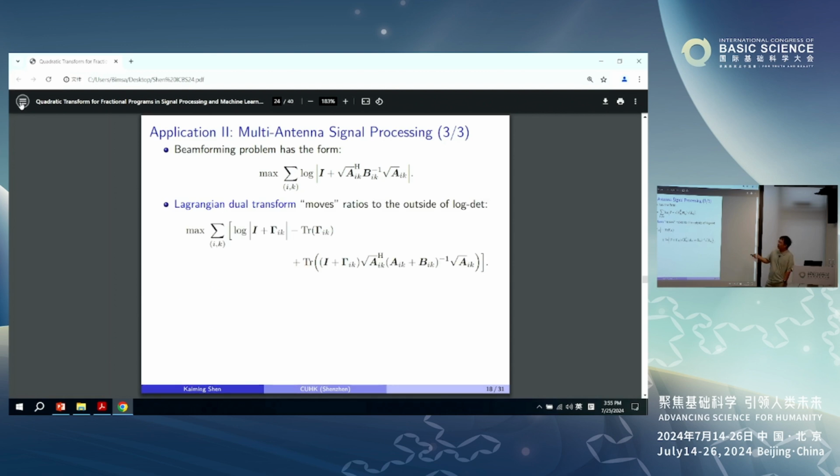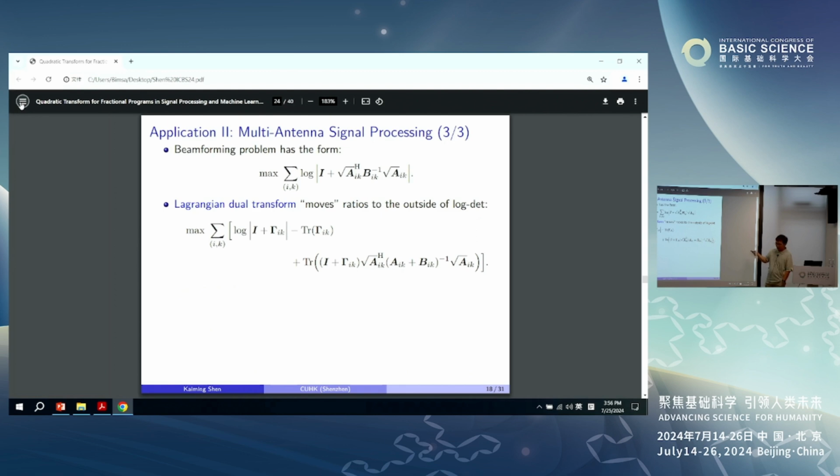Luckily, we have the so-called Lagrangian dual transform. Its job is to somehow move the ratio to the outside of the log determinant. After that, we can convert the original problem into this new form. A new variable gamma is introduced by the Lagrangian dual transform. Gamma can be easily solved in closed form. And we focus on optimizing the primal variable v when gamma has been fixed.